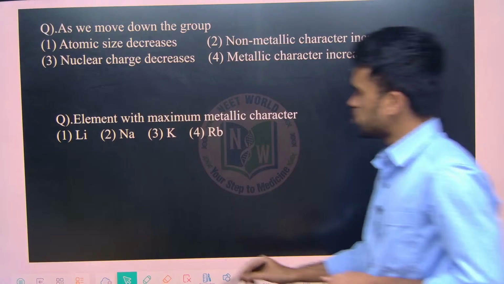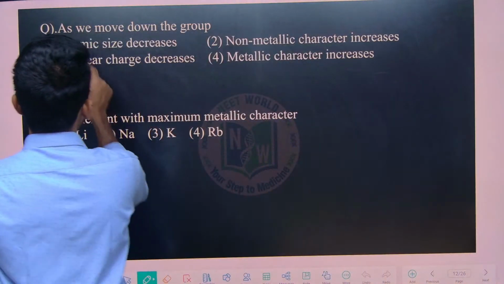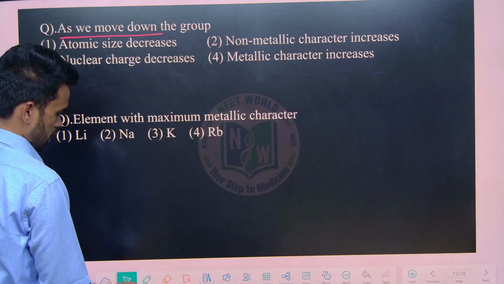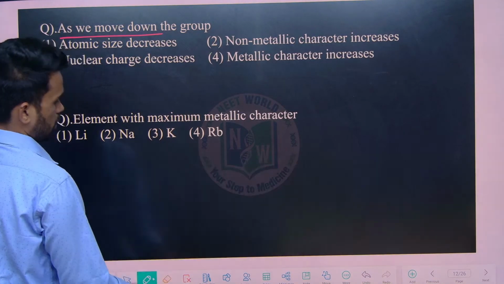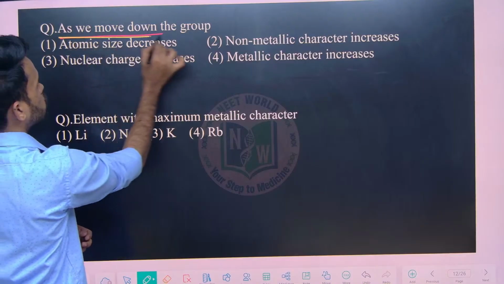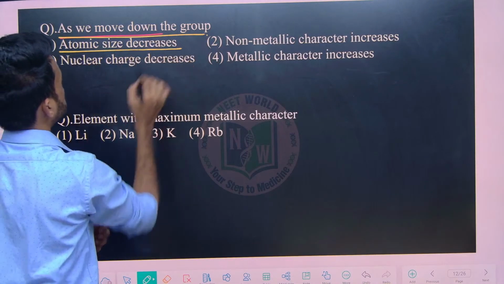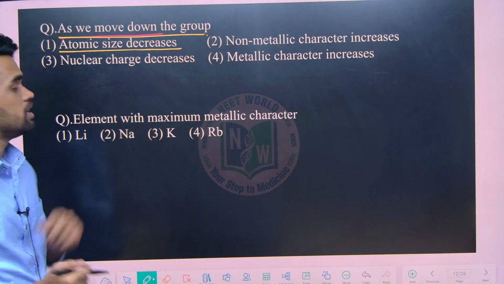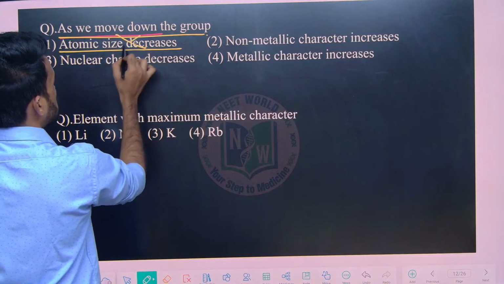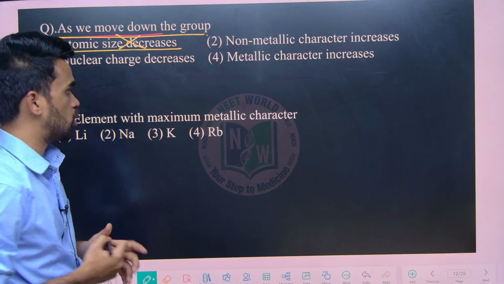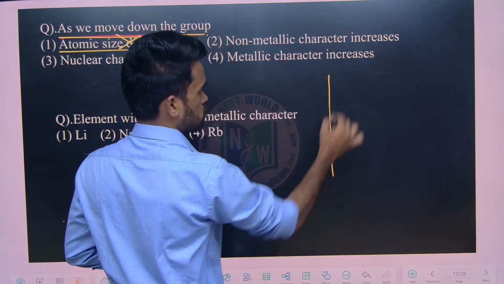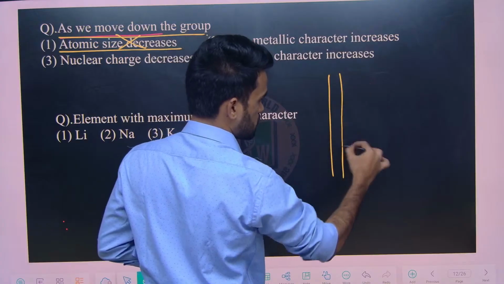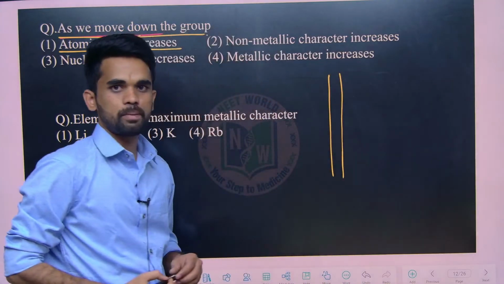As we move down the group, what happens? Let us take the color pens. Tell me, as we move down the group, what happens to atomic size? Atomic size increases. Now, they are saying it decreases. So atomic size increases as we move down the group. Down the group means a vertical line. These are called groups. How many groups are there? 18 groups are there in the periodic table.